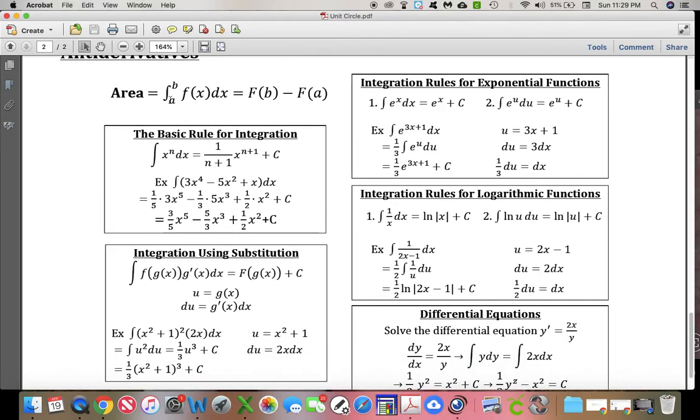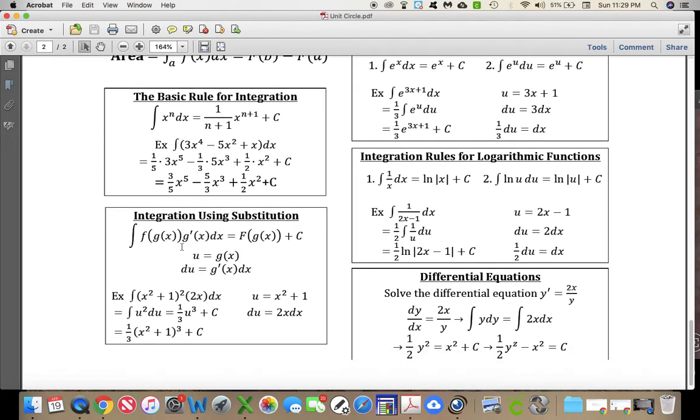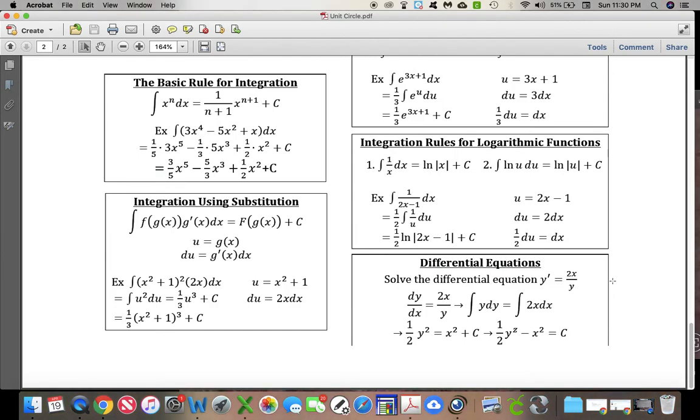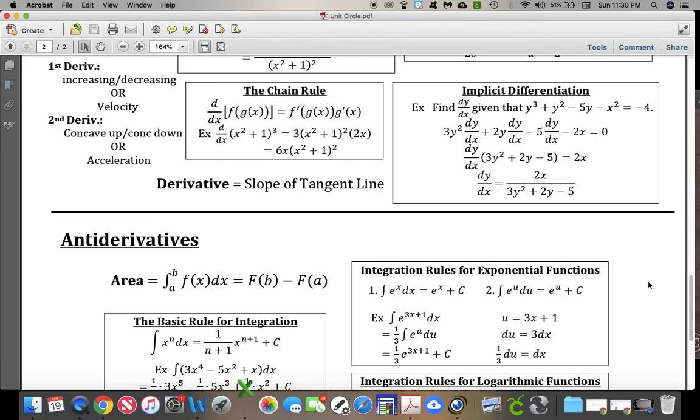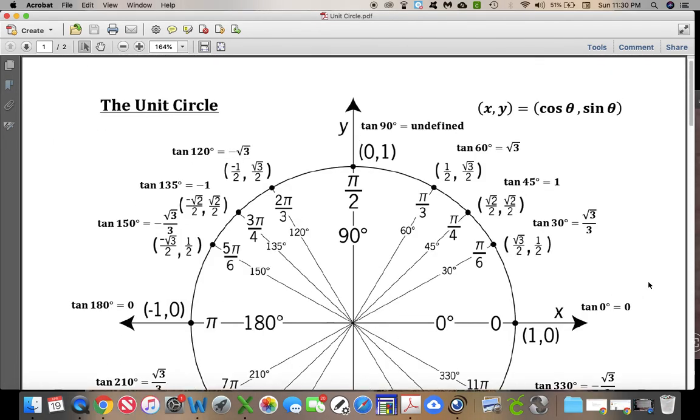If you're finding the area under a curve from A to B, it's F of b minus F of a. And then basic rules for integration. So 1 over n plus 1 times x to the n plus 1 is the main one that you're going to use. Otherwise, you're going to use substitution. And then I have exponential and log functions. And then differential equations. We didn't get to that, but if you do that in College Calc, you'll have a little cheat sheet for that as well. So this is all on the back side of the unit circle. In case you take College Calc, this will be really, really useful for you.